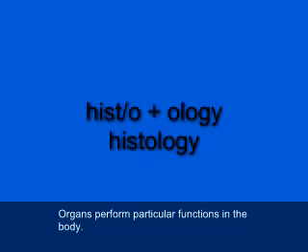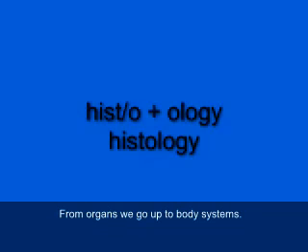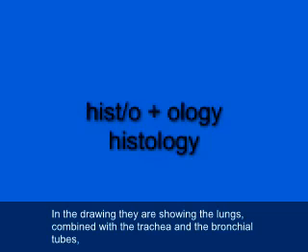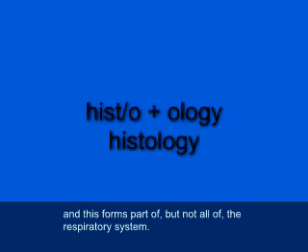Organs perform particular functions in the body. From organs we go up to body systems. In the drawing they're showing the lungs combined with the trachea and the bronchial tubes, and this forms part of, but not all of, the respiratory system.